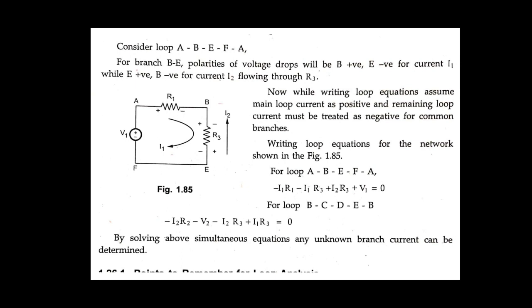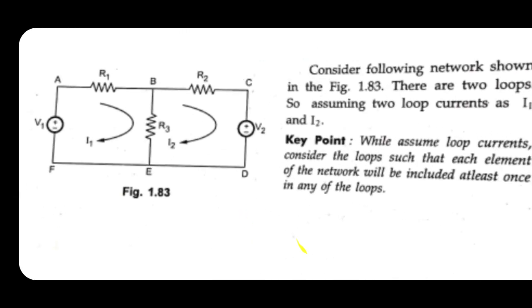And for loop B, let us come to the diagram. Now here we have to write the equations. So for loop B, that is B, C, D, E and B, how do we write this? See here, in this loop the I2 current is flowing through the element R2, R3 and voltage source V. Also I1 is flowing through R3. So let us calculate the equations.